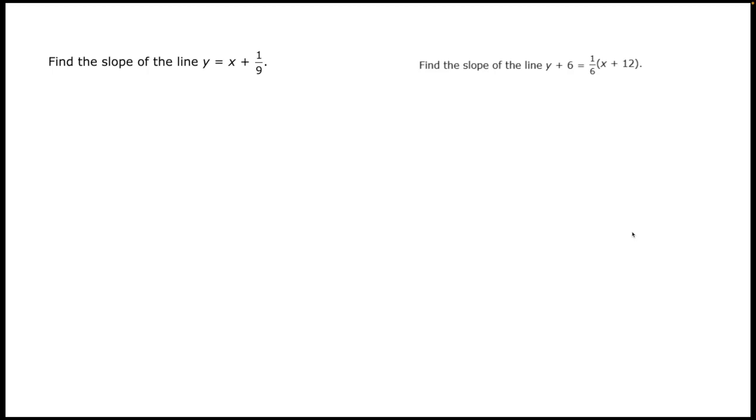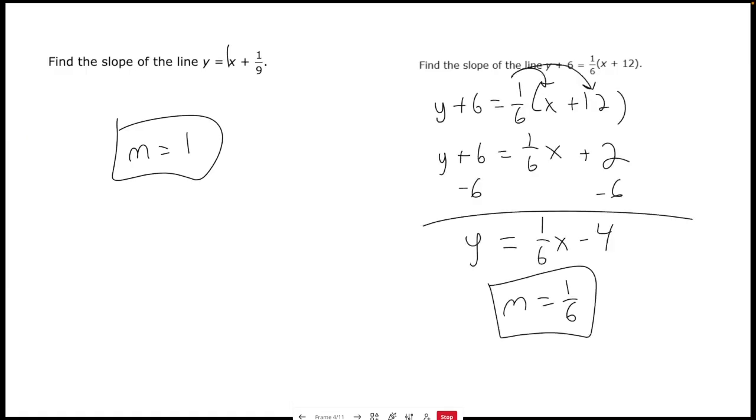Okay, now that you've had time to work these problems, let's check your solutions. For the first problem, it already is in slope-intercept form, right? It already says y equals, so you don't have to do any moving around or solving. And we should remember that there's an invisible 1 in front of the x. And so the slope is just 1. For the second problem, you could either look at it as point slope or you could solve for the y. Either way, you should have ended up with a slope of 1/6.